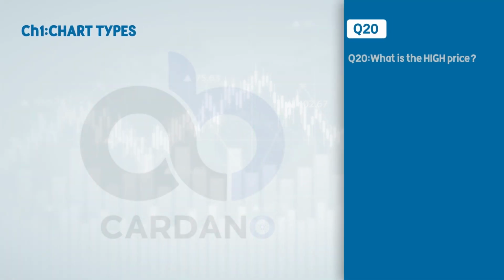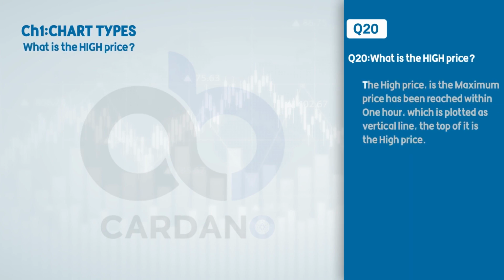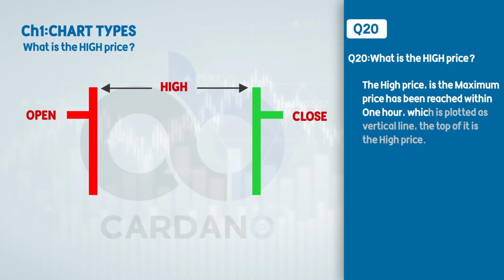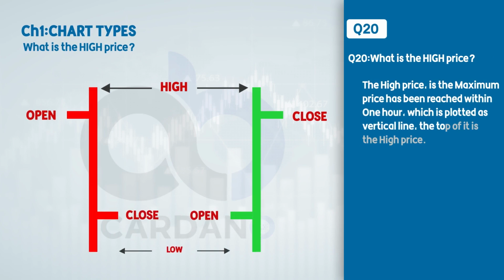Question number 20. What is the high price? The high price is the maximum price reached within 1 hour, which is plotted as a vertical line. The top of it is the high price.